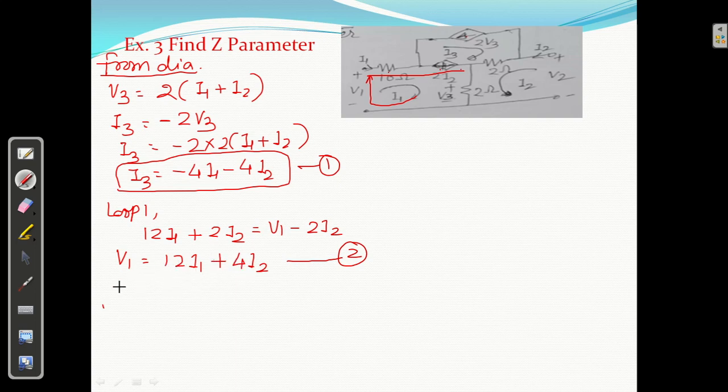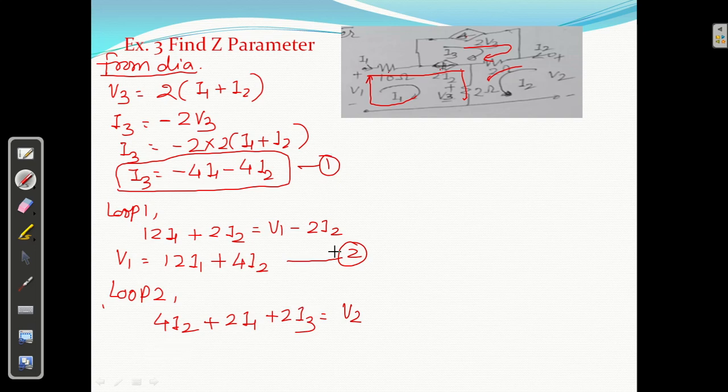Okay. Now loop 2. If you write KVL in loop 2, where is loop 2? This one. So where is I2 flowing? 2 plus 2, 4 I2. At the same time in this 2, I1 is also there, same direction, so plus 2 I1. Okay, here in this 2 ohm, I3 is also there, it is going like this, and this is also in the same direction, so plus 2 I3 equal to the voltage source, minus to plus, so plus V2.